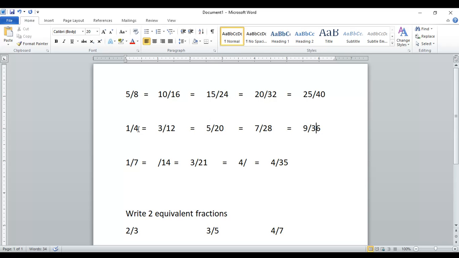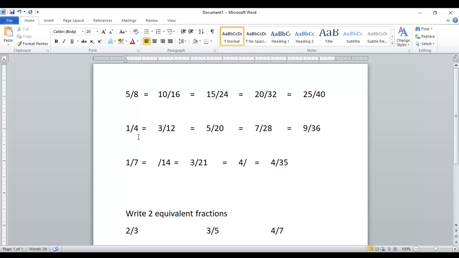So you can figure this out using multiplication, but also looking for the patterns. The patterns are helpful as well. These are all equivalent fractions that stem from this 1/4 fraction.